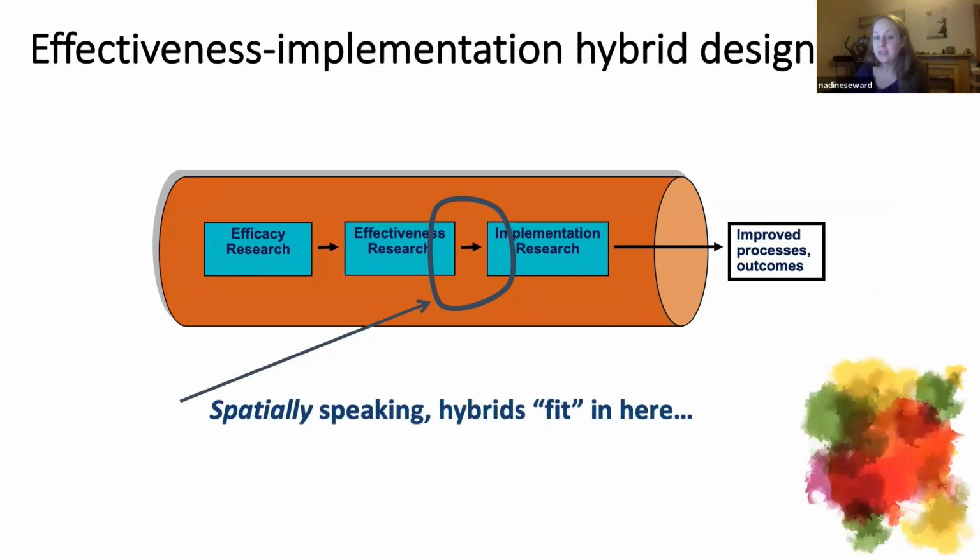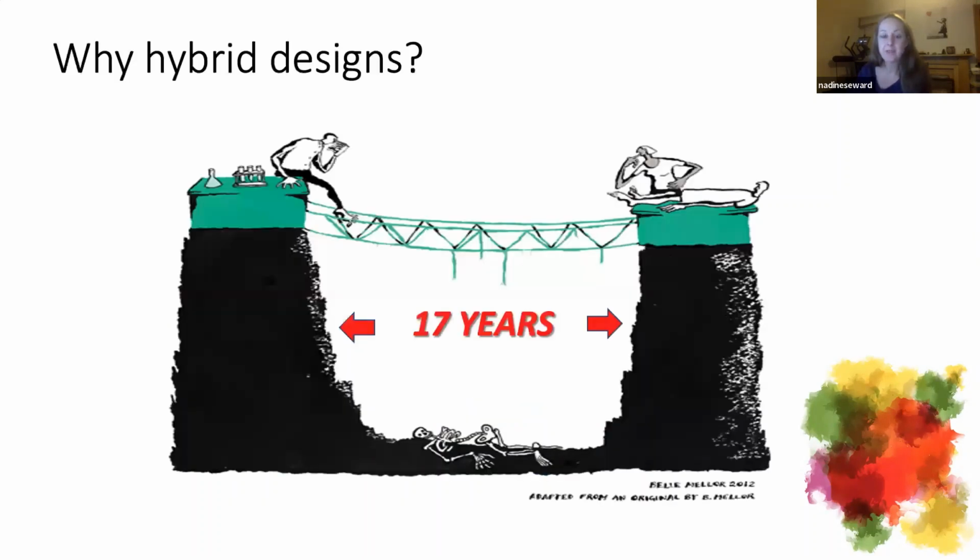So if we look at a diagram of where these types of trials fit, they kind of fit between effectiveness research and pure implementation research. So they're hybrid trials. And why do we do hybrid trials? Who's seen this diagram before? Good to know it's being widely used.